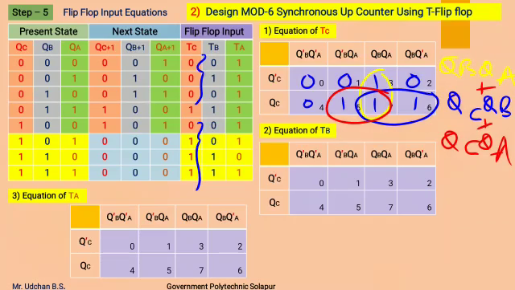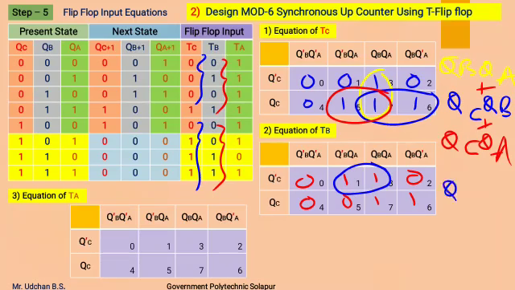After that we will write the equation of TB. So the entries are 0 1 0 1 0 1 0 1. After that next entries are 0 0 1 1. So here we can have 2 pairs. This one will give the equation as QC bar and QA, plus the next pair is this which will give the equation as QC QB.